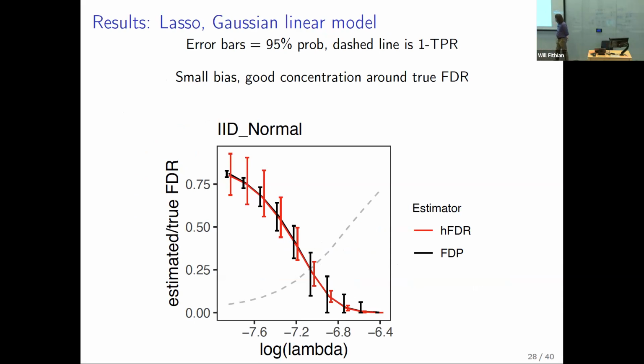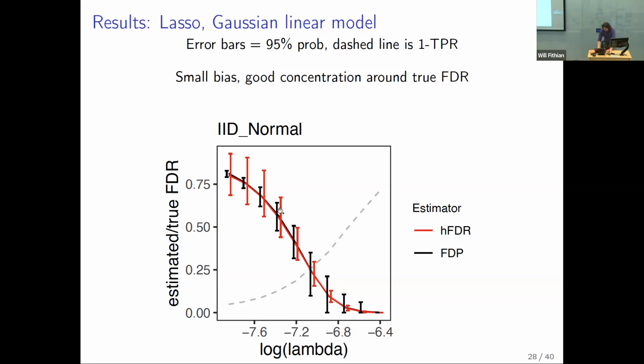This is a function of lambda. What I'm plotting here is the false discovery proportion, and the solid black line is the expectation of the false discovery proportion, which is the FDR. I'm also showing you the standard deviation. And then the solid red line is the expectation of our estimator, and the red dashed line is its standard deviation.